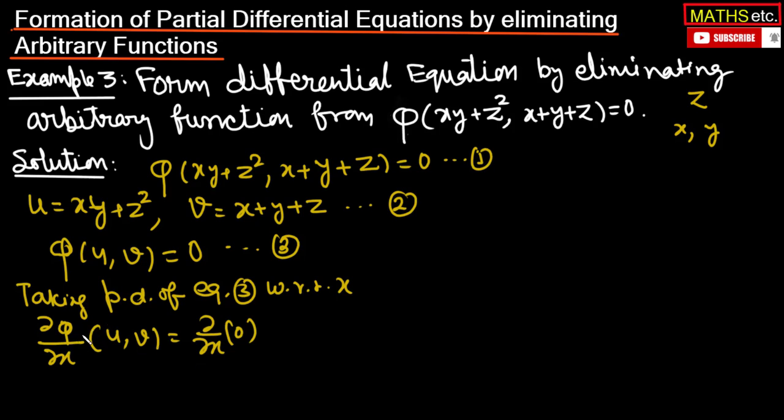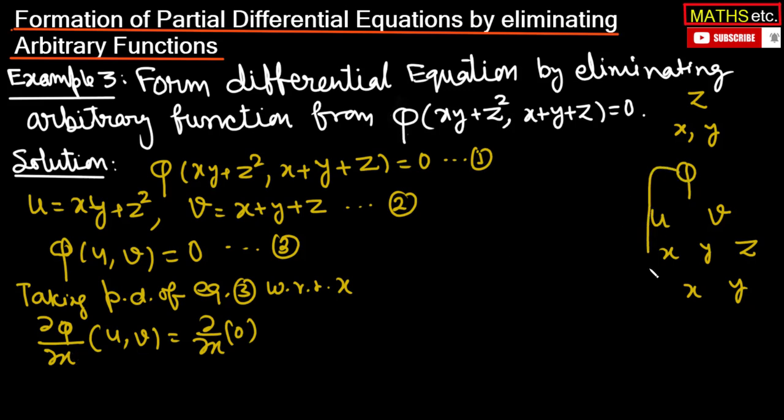Now how to find a partial derivative on the left hand side? We have phi function here. Phi is a function of u and v, and u, v are functions of x, y and z variables, and ultimately all these variables are functions of x and y. This is the tree diagram for finding this partial derivative.